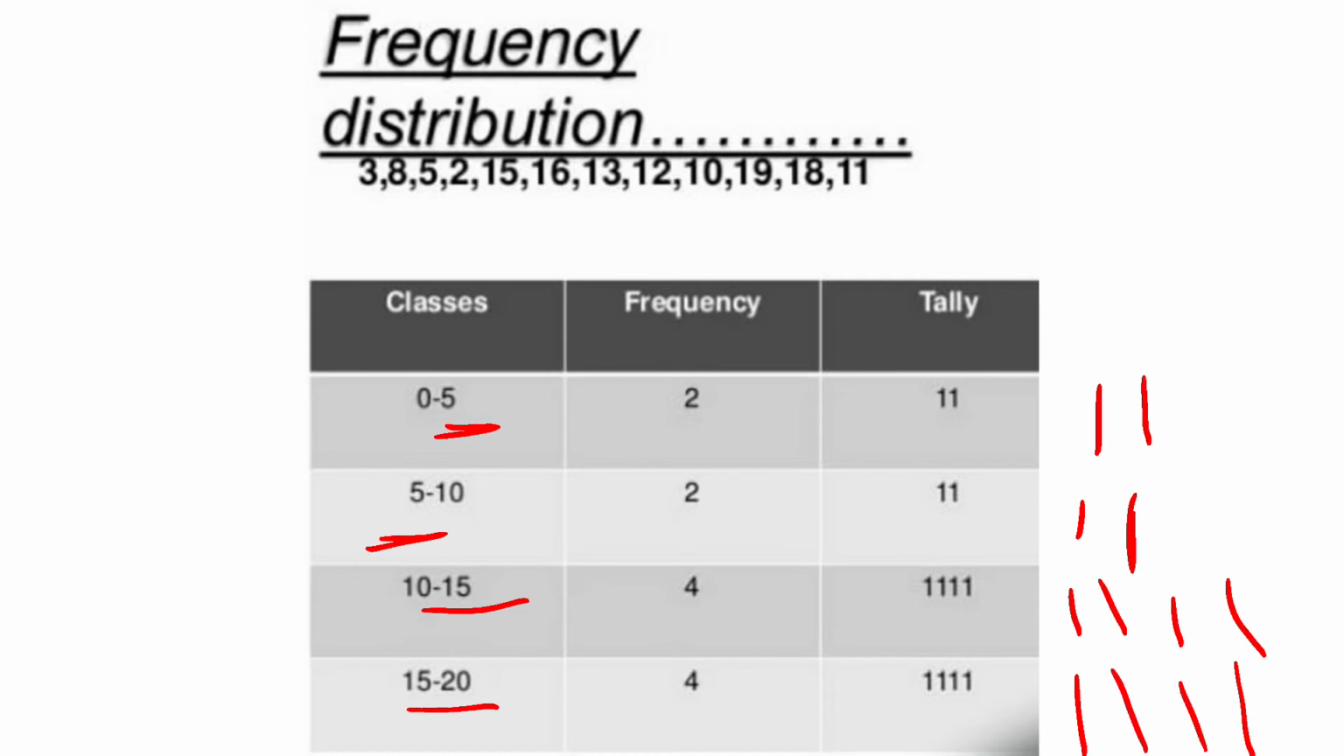So here you can see 2 observations in 0 to 5, 2 observations in 5 to 10, 4 observations in 10 to 15, and 4 observations in 15 to 20. So totally you have 12 observations. 1, 2, 3, 4, 5, 6, 7, 8, 9, 10, 11, 12. So you have plotted it correctly.